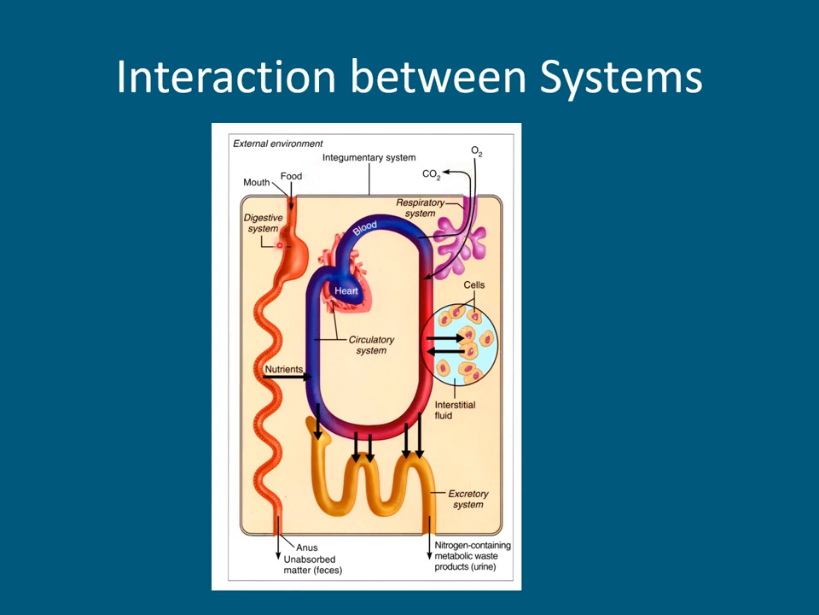Your digestive system is picking up, as I said, nutrients. Those are being absorbed into the blood. It's going to be filtered in the urinary system, get rid of any toxic waste, etc. And so you have this interaction between the systems that's constantly occurring.